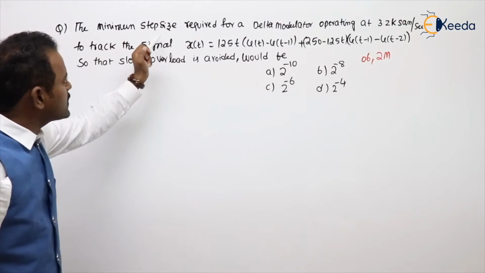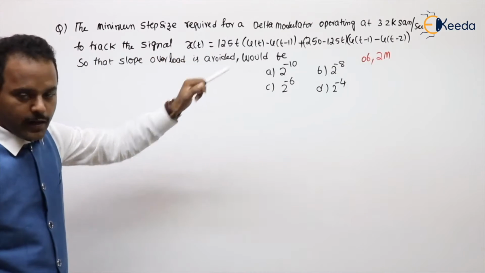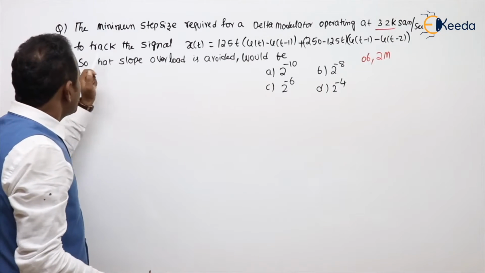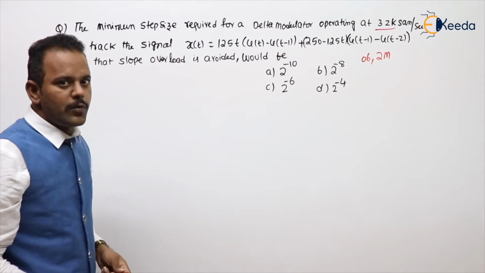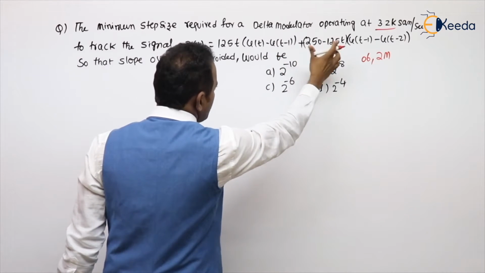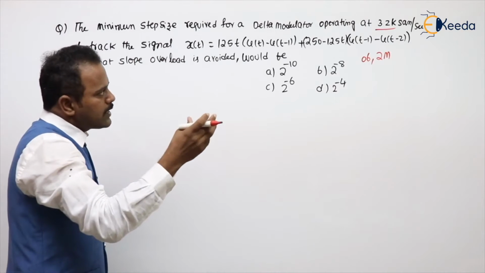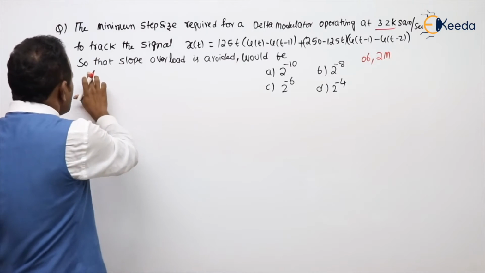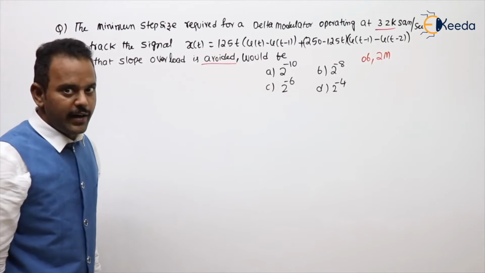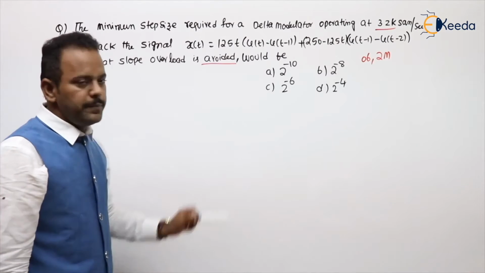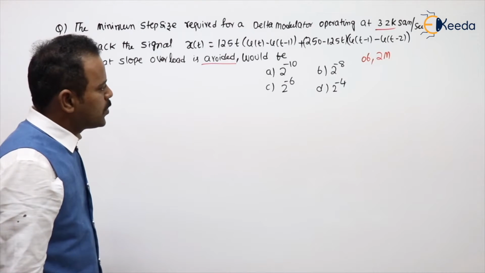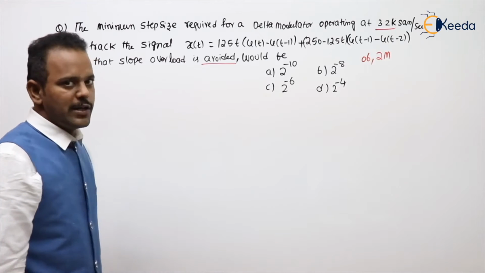What is the minimum step size required for a delta modulator operating at 32 kilosamples per second to track the signal x of t equal to 125t into u of t minus 1 plus 250 minus 125t into u of t minus 1 minus u of t minus 2, so that slope overload is avoided? Slope overload is avoided, the opposite condition will come. The options are A, 2 power minus 10, B, 2 power minus 8, C, 2 power minus 6, D, 2 power minus 4.